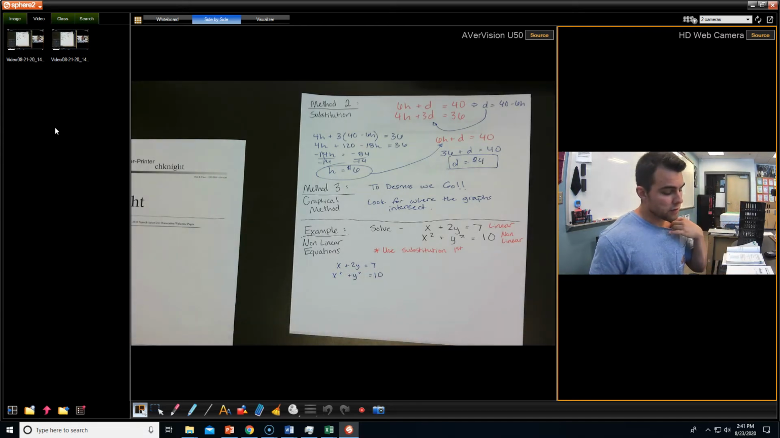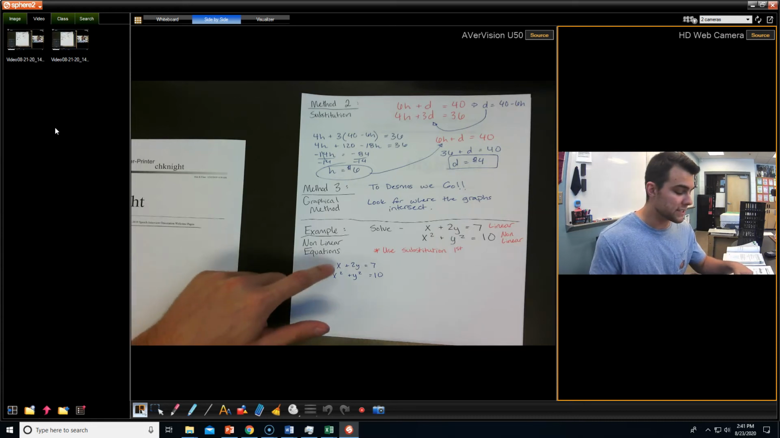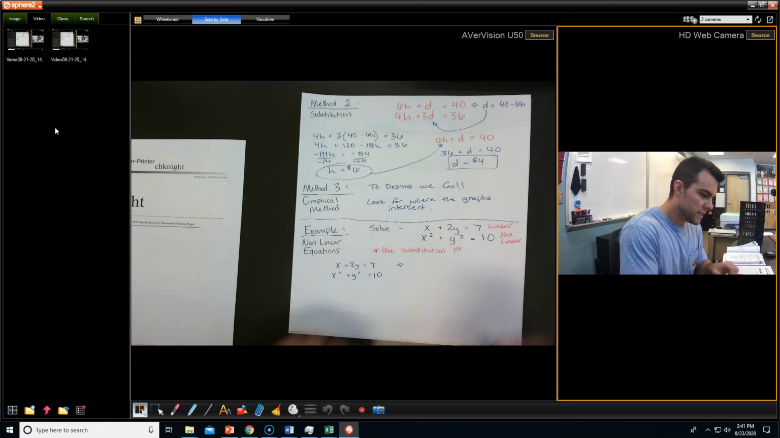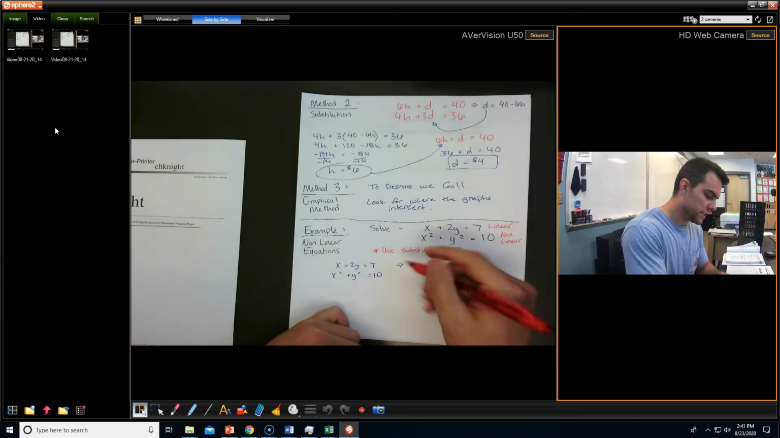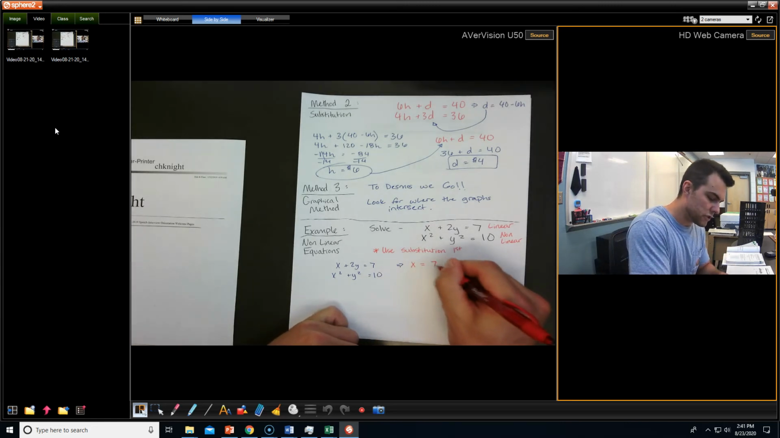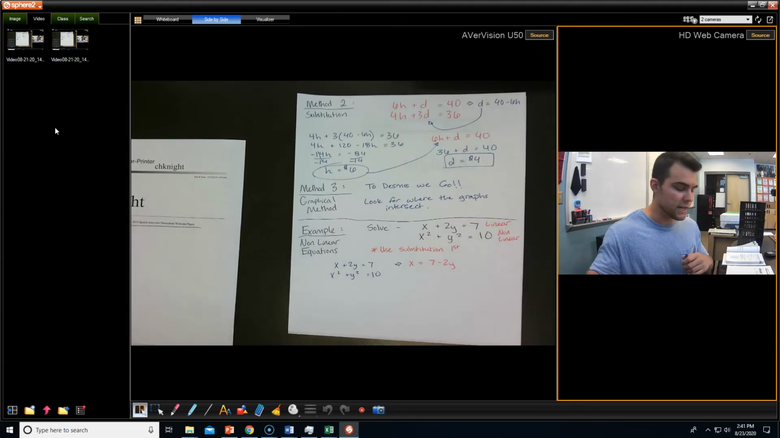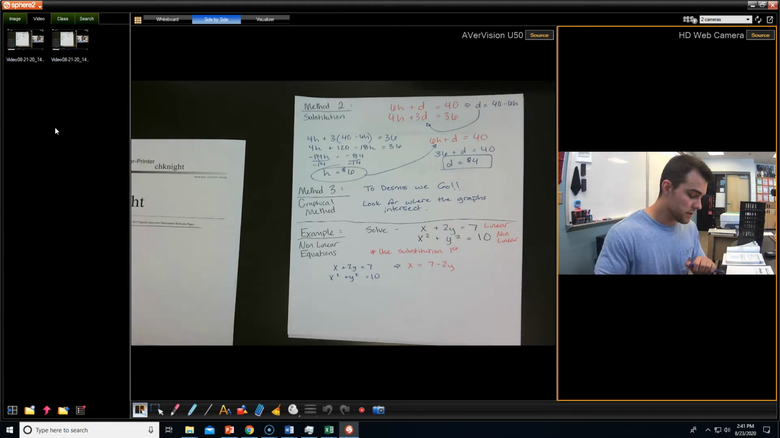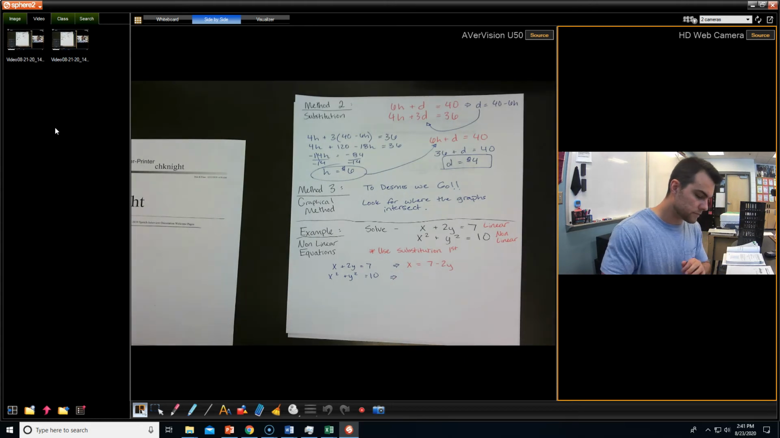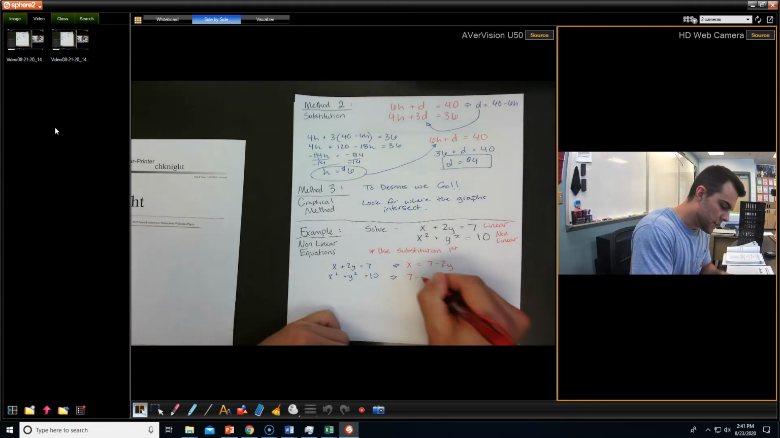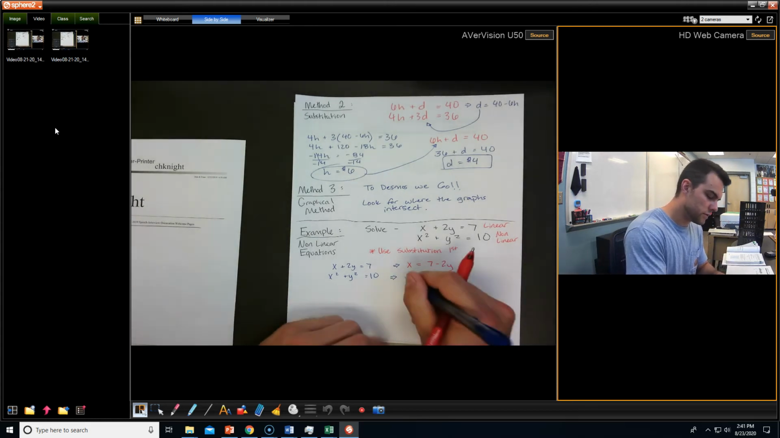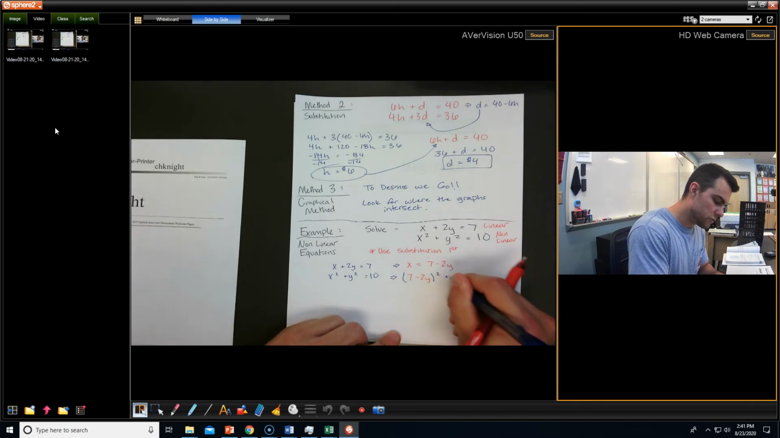Let's try to solve for, since we're using substitution, let's find our weak link variable. It looks like it's going to be x. So in this case, if I rearrange this, x can equal 7 minus 2y. And now I'm going to plug that in for my x right here. So this is going to become 7 minus 2y, that's going to get squared, plus y squared equals 10.